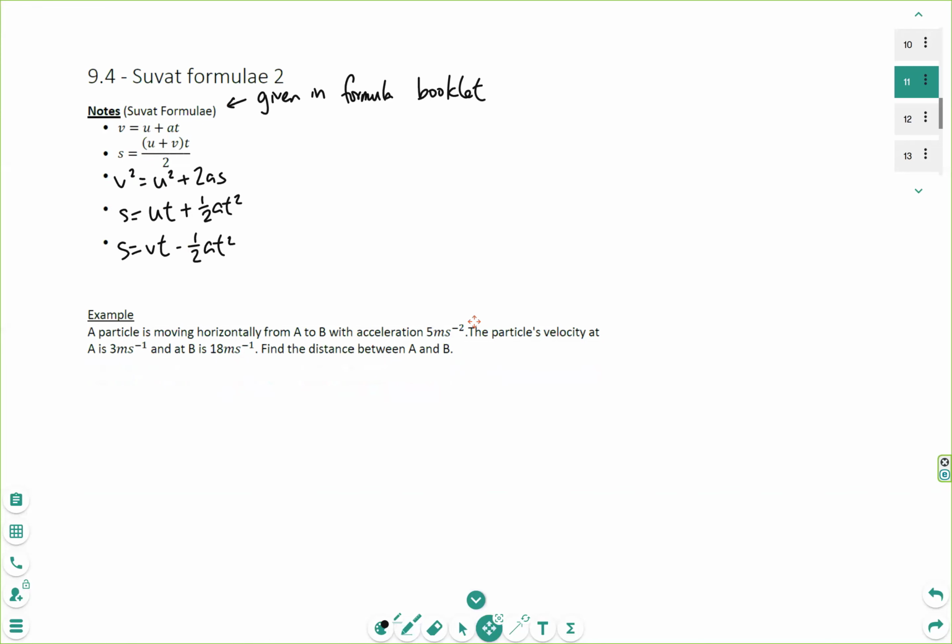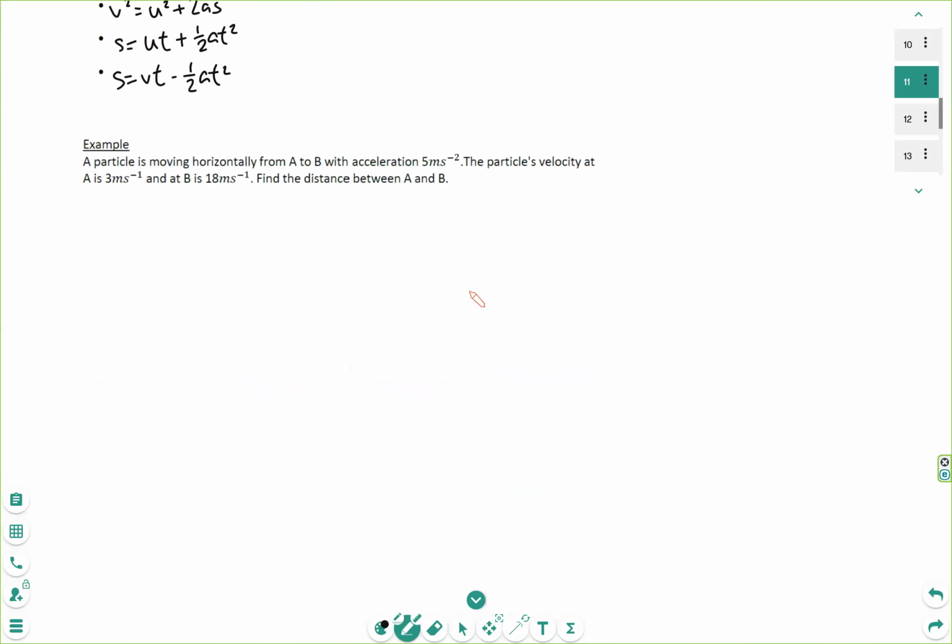Example: a particle is moving horizontally from A to B. We can draw a little diagram. We usually use a ball, a circle, to represent a particle; if you like a rectangle, feel free. From A to B with acceleration 5, so a = 5 meters per second squared. The particle's velocity at A is 3 meters per second and at B is 18 meters per second. Find the distance between A and B.